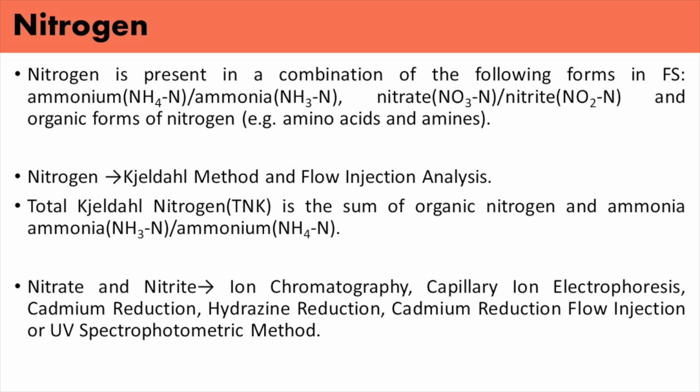Nitrate and nitrite can be determined by ion chromatography, capillary ion electrophoresis, cadmium reduction, hydrogen reduction, cadmium reduction flow injection or UV spectrometric method. There are also commercially available kits for these analyses. Total nitrogen can be determined by oxidative digestion to nitrate followed by quantification of the nitrate, or by the sum of total Kjeldahl nitrogen and nitrate-nitrite results.